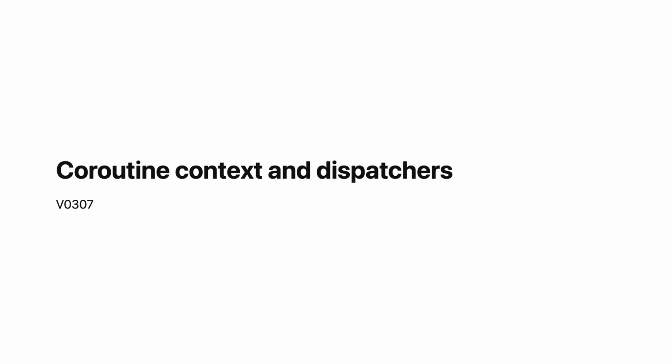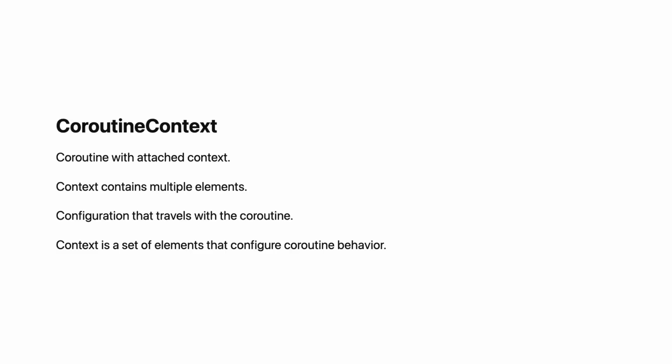Every coroutine has a context. Coroutine context is a set of elements that configure the coroutine. It carries information about how the coroutine should behave. Think of context as coroutine metadata. It answers questions like, what thread should this run on? What happens when it fails? What is its name? Context is immutable. You do not modify a context. You create a new context by combining elements. The context travels with the coroutine. When you launch a child coroutine, it inherits context from its parent.